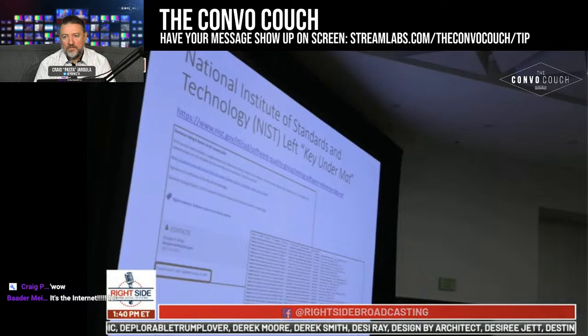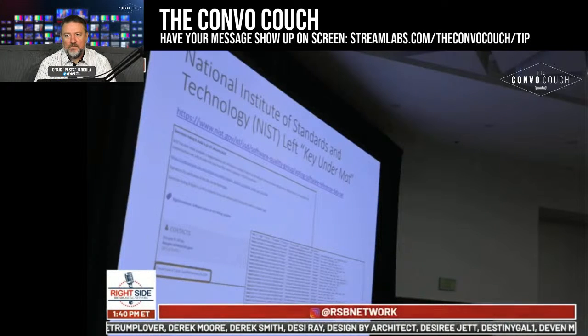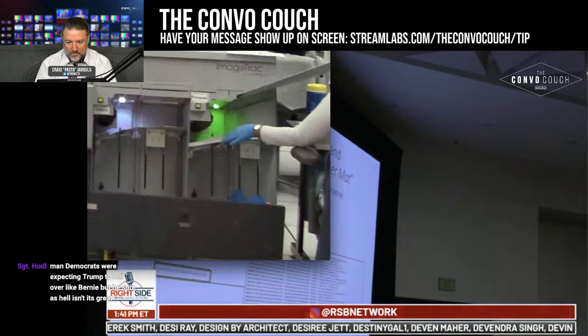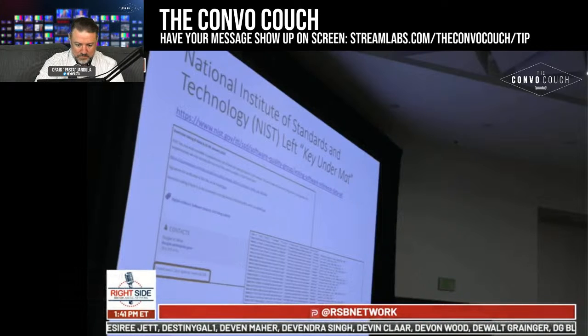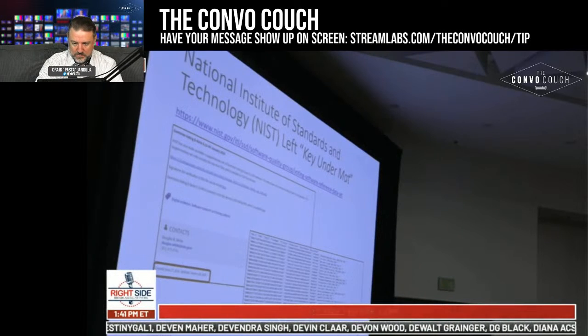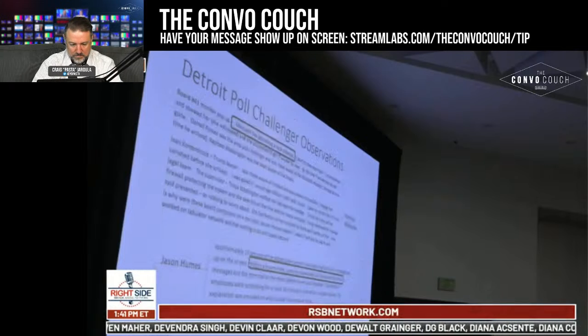We also got NIST that left a key under the mat. What do I mean by that? All the specs on what files to look for, what their file size is, everything else for the voting system is left up on the internet for everybody to go off and say, I went there myself, I could download this file, took that extract from it. You can find out everything you need to go off and manipulate as a hacker.